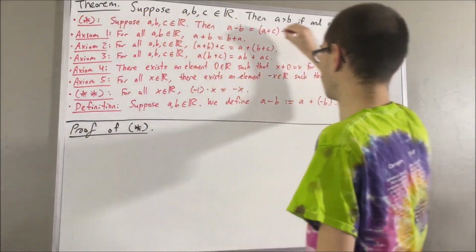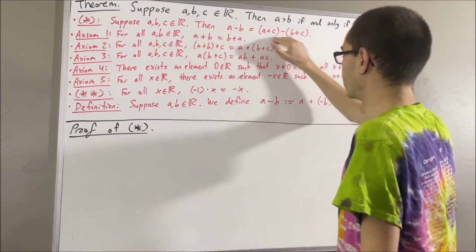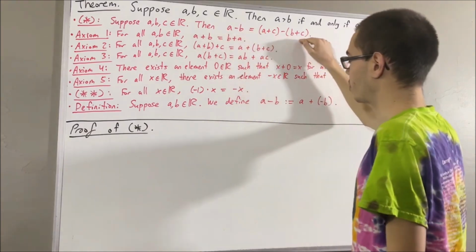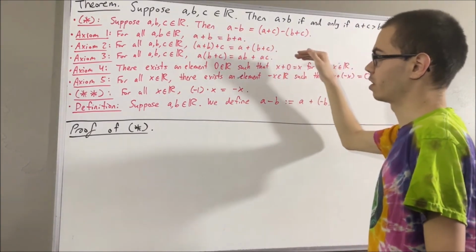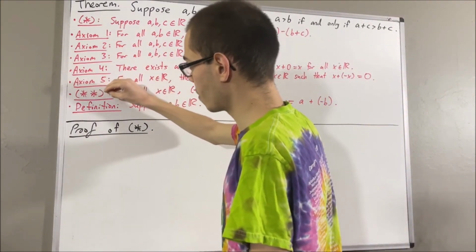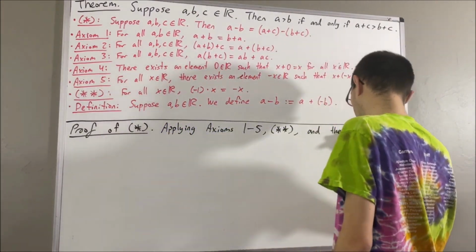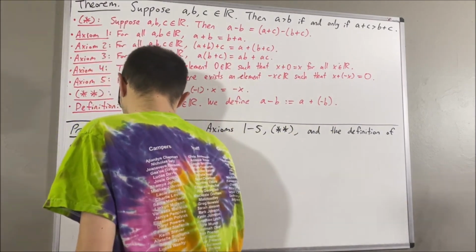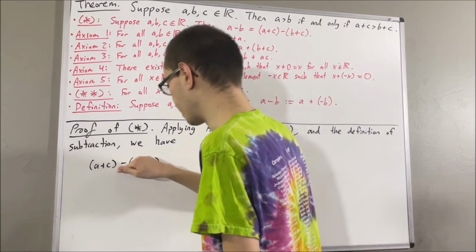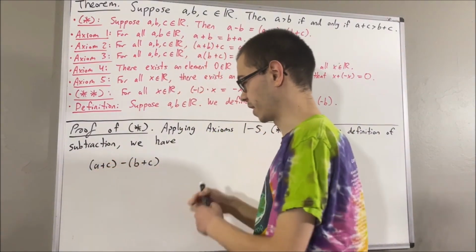To prove this preliminary result, we're trying to show that these two are equal. And to show that, we're going to establish a chain of equalities. Through that chain of equalities, we are going to be applying axioms 1 through 5, star star, and the definition of subtraction. First of all, by definition of subtraction, (A plus C) minus (B plus C) is equal to (A plus C) plus the negative of (B plus C).